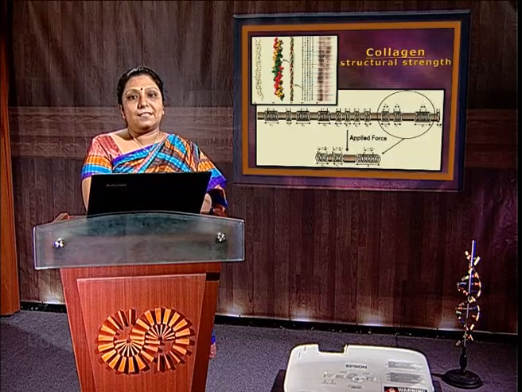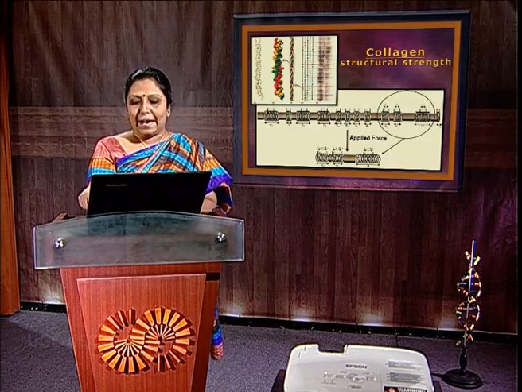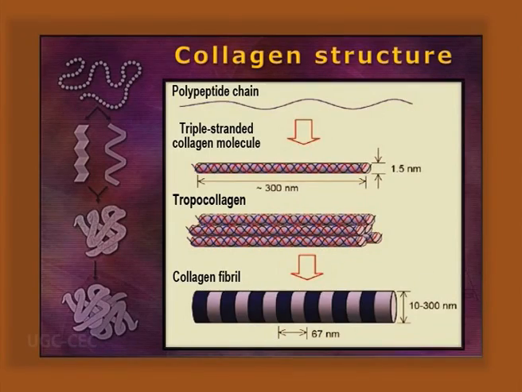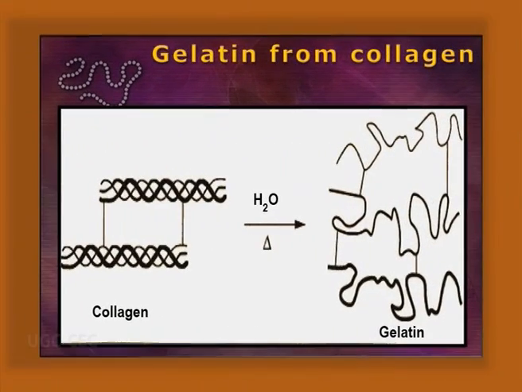Blood vessel. According to source, type 1 to type 4 collagen are present. It makes the skin, cartilage, tendon, bone, blood vessel, etc. And in the case of collagen fibril structure, 67 nanometer is the length and 10 to 300 nanometer the breadth. Gelatin, which has no food value, can be derived from collagen.